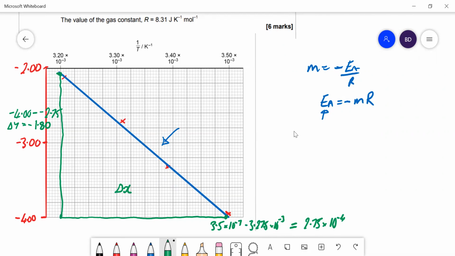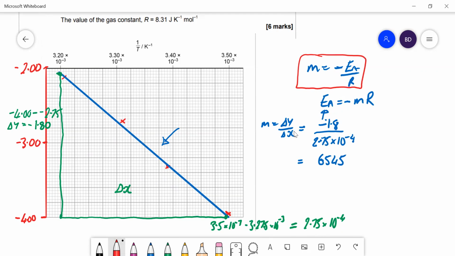So let's work out the gradient then. So the gradient m, change in the y over change in the x. So that's going to be minus 1.8 divided by 2.75 times 10 to the minus 4. And that gives a value of 6,545. Now we've got m, we need to work out EA.